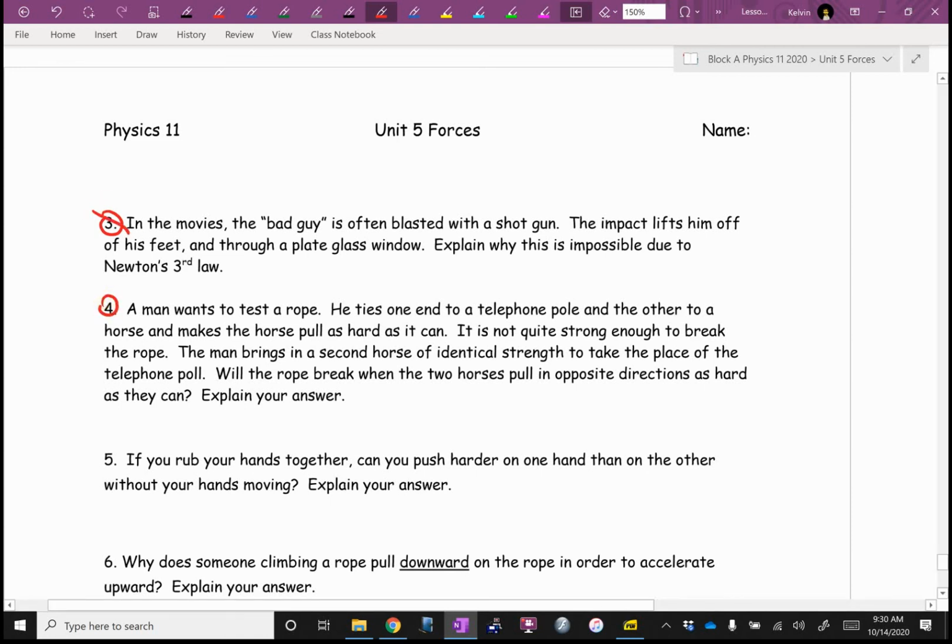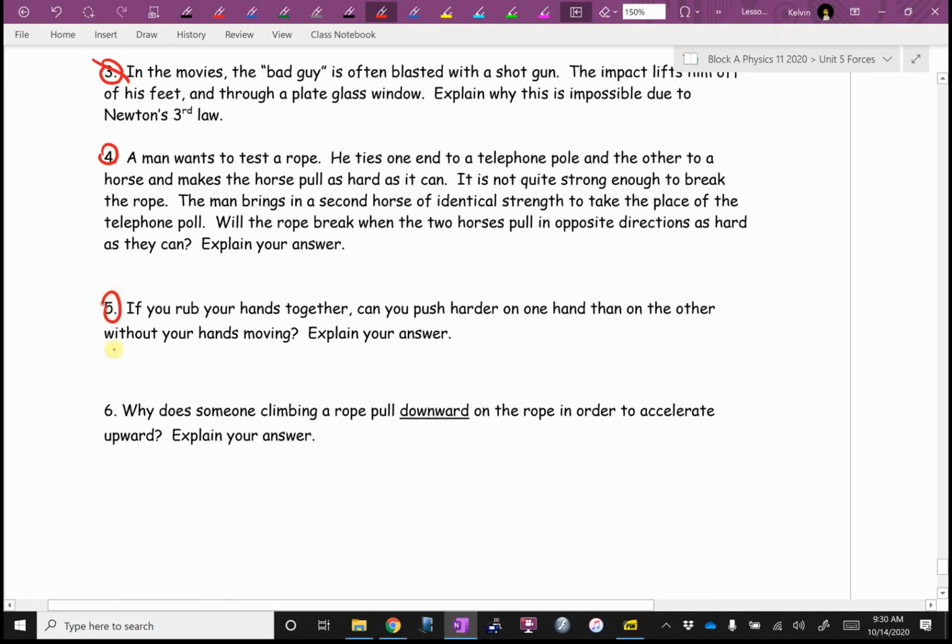4 is good. 5 is good. 6 is good. By the way, anybody here ever climb a rope? When you climb a rope, which way do you pull with your hands? Which way do you accelerate? So it's not your arms that make you go up. Right? Can't be. Just think.